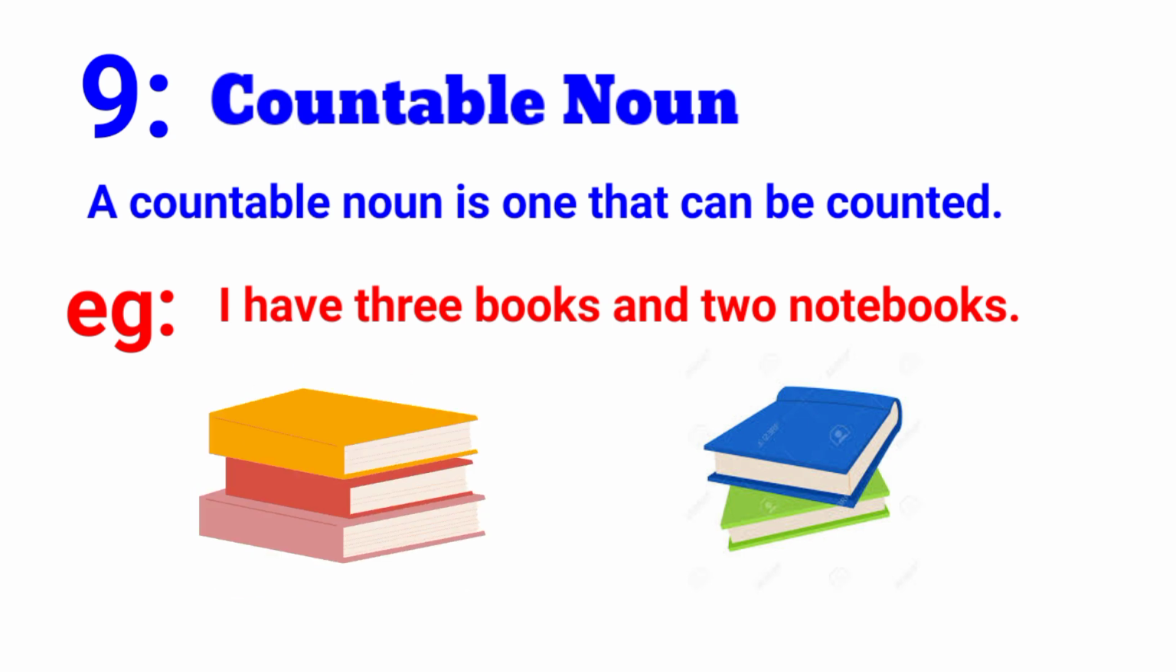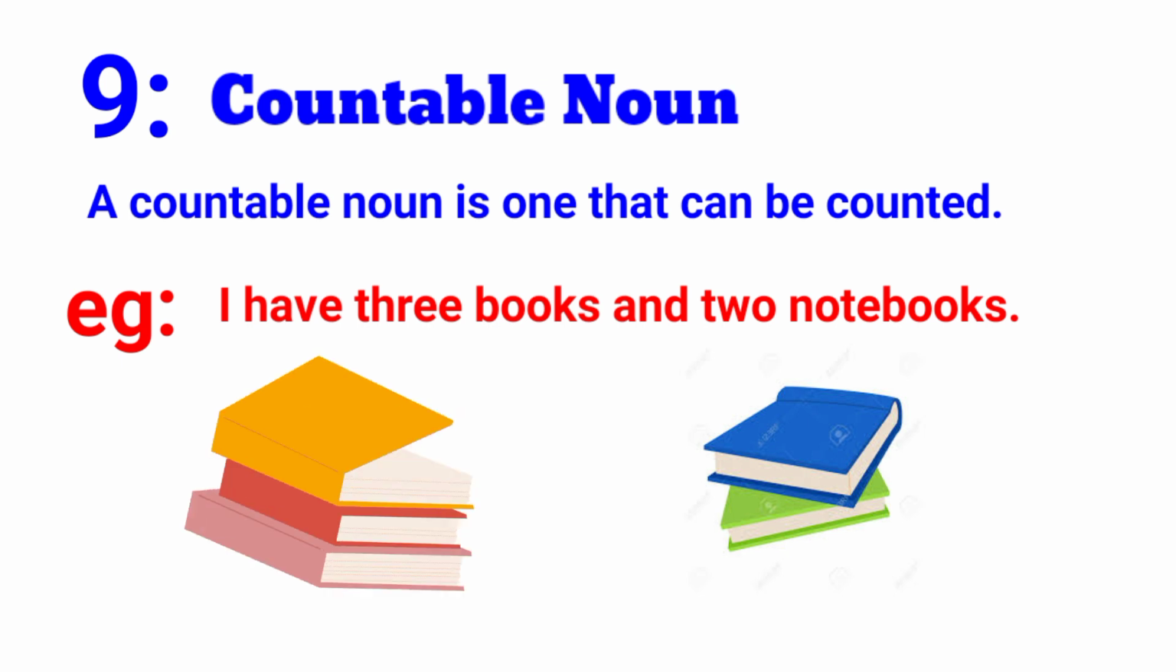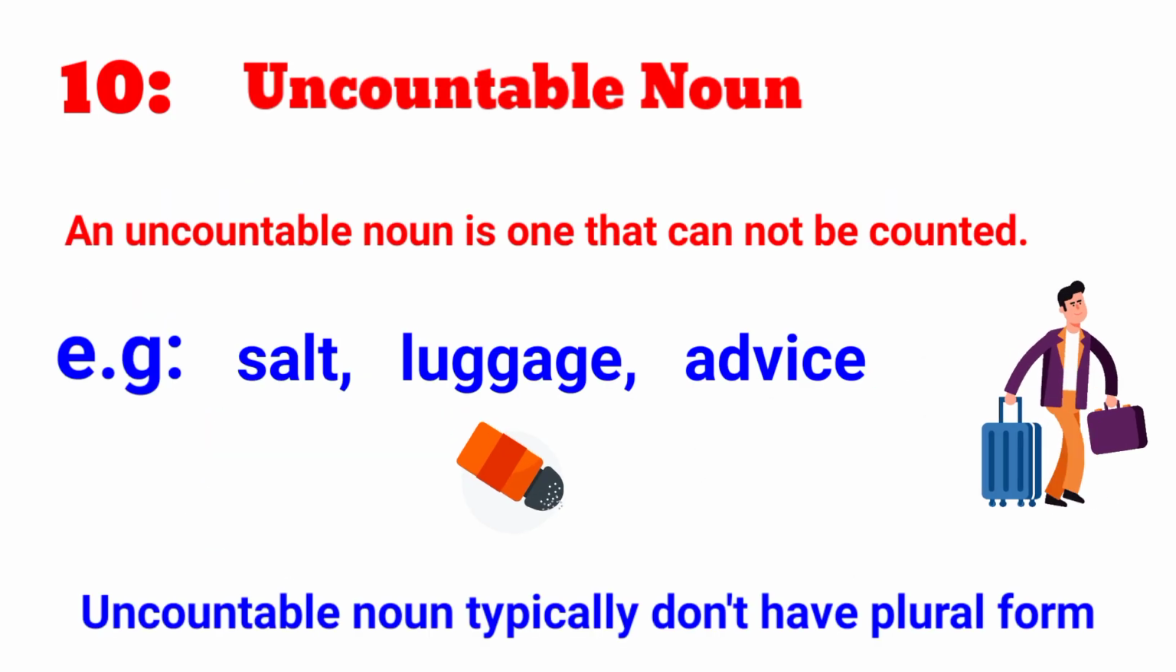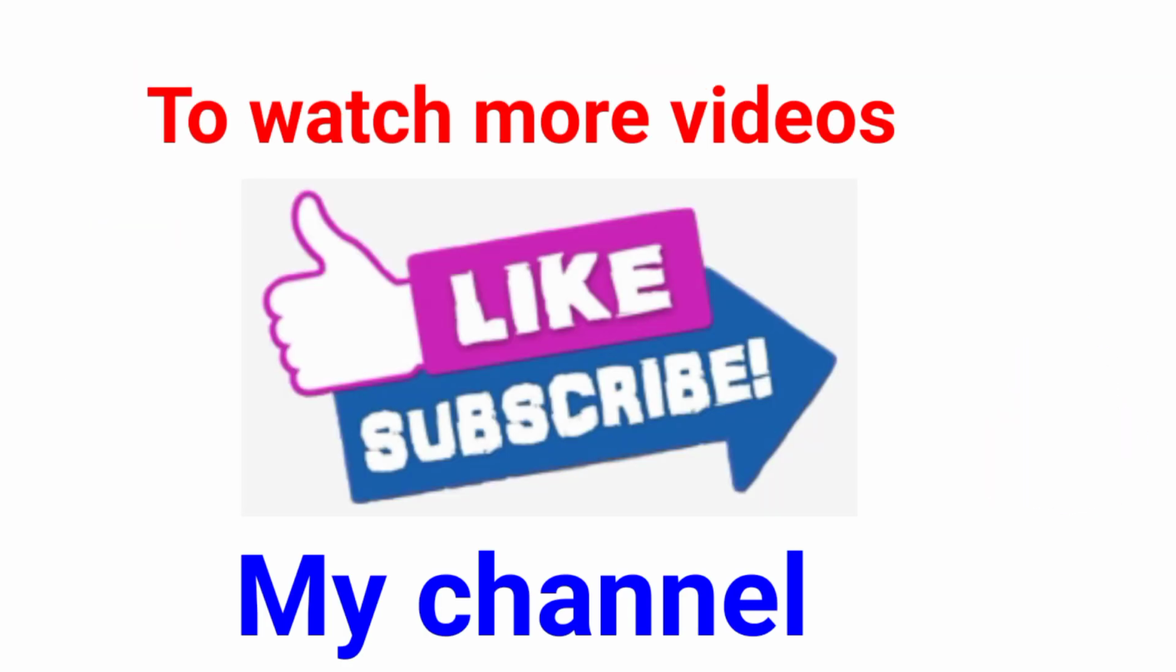Number 9, countable noun. A countable noun is one that can be counted. For example, I have 3 books and 2 notebooks. Number 10, uncountable noun. An uncountable noun is one that cannot be counted. For example, salt, luggage, advice. Uncountable nouns typically don't have a plural form.